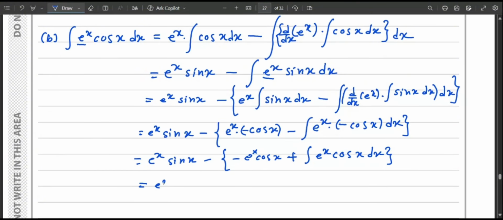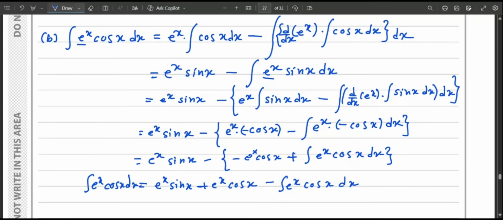I can now expand the bracket. This will give us e to the power of x into sin x, plus, sorry, minus e to the power of x cos x, plus the integral of e to the power of x cos x dx. I'm sorry, this will be negative because we are expanding the brackets. This is equal to the integral of e to the power of x cos x dx.